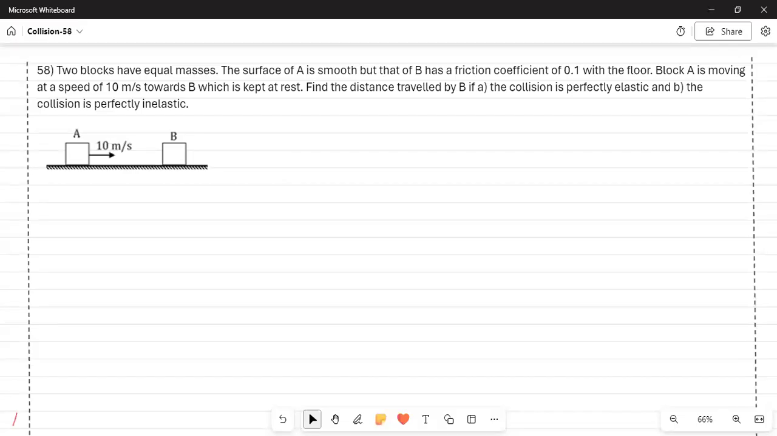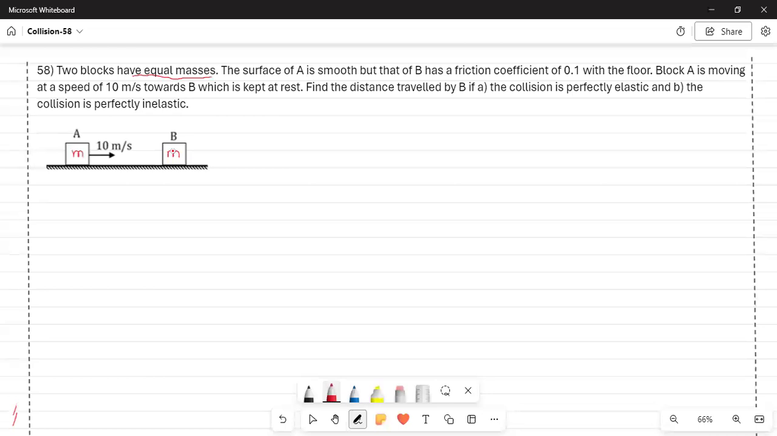Take problem 58 of your textbook. I have seen that this is apparently an easy problem, but there is a small catch. The two blocks have equal masses. Let's read the problem. Let us say this mass is m and this mass is also m.